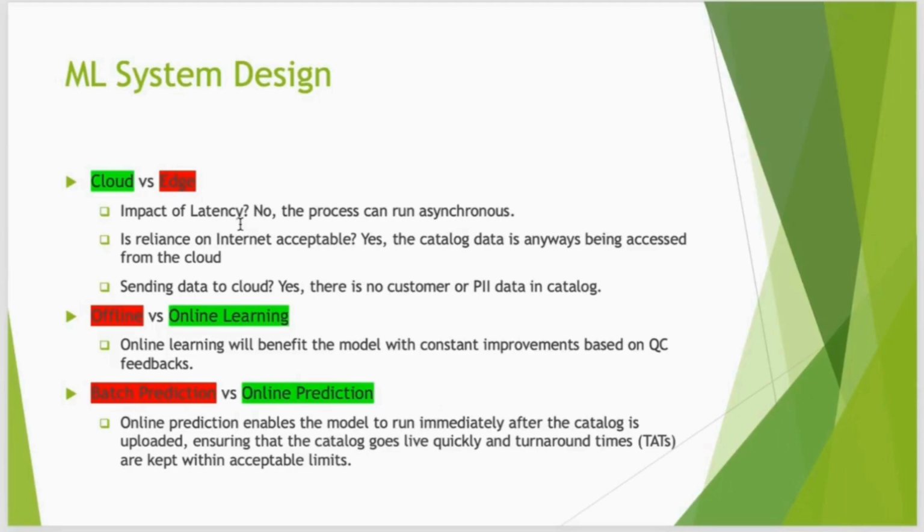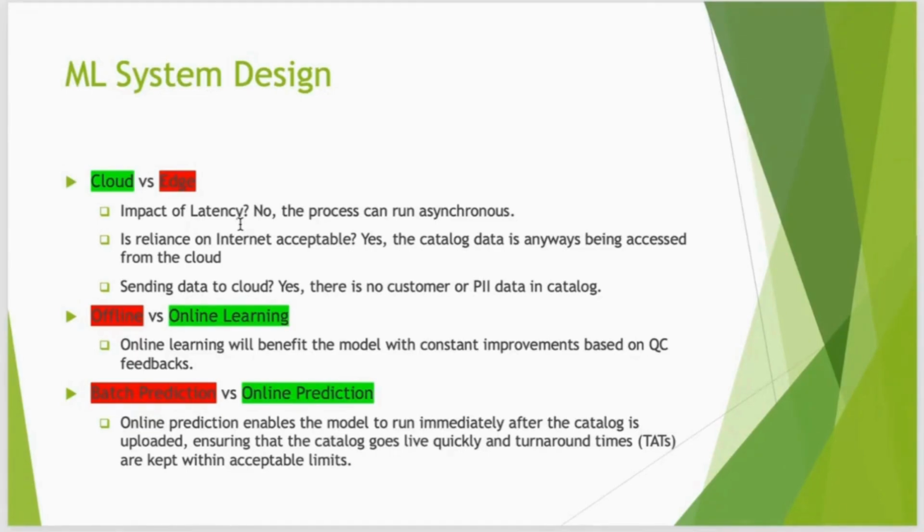QC is a pretty standard process where once the catalog is enriched, there would be a quick QC of a sample size of catalog. And depending upon the QC reject ratio, we would increase the sample size. If the QC reject is pretty less on a smaller sample set, the sample set would remain the same.